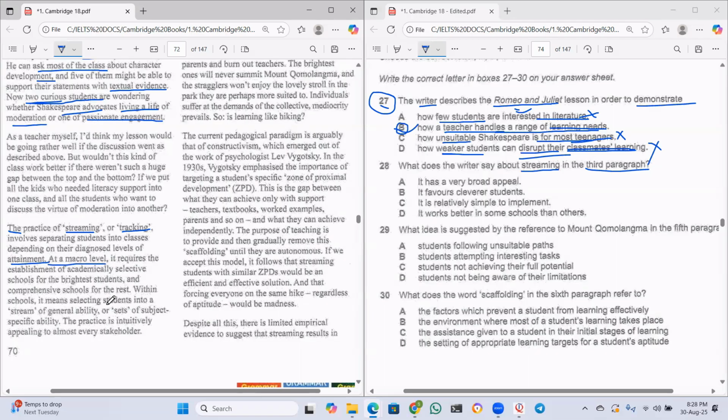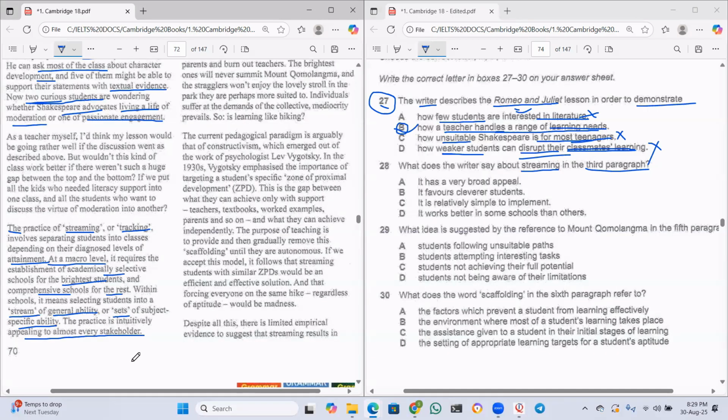At a macro level, it requires the establishment of academically selective schools for brighter students and comprehensive schools for the rest. Within schools, it means selecting students into a stream of general ability or sets of subject specific ability. The practice is intuitively appealing to almost every stakeholder.